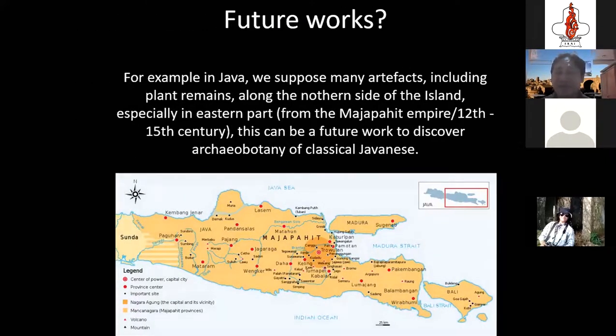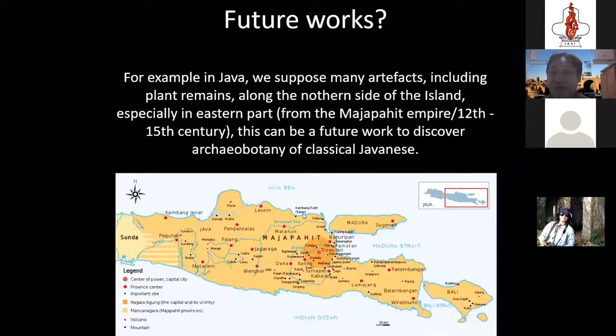And what can we do in the near future? For example, in Java, I would say this is only an example. Of course, in another place or another island in Indonesia, there are many plant remains or artifacts. We suppose that many artifacts, including plant remains, pollen, stems, leaves, seeds, roots, and everything, evidence about plant parts, along the northern side of the island, especially in the eastern part of Java Island, from the Majapahit Empire, 12th to 15th century. This can be a future work to discover archaeobotany of classical Javanese.